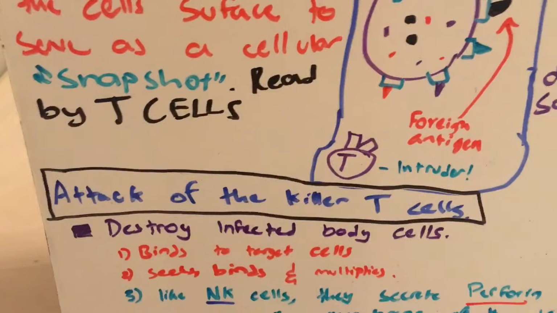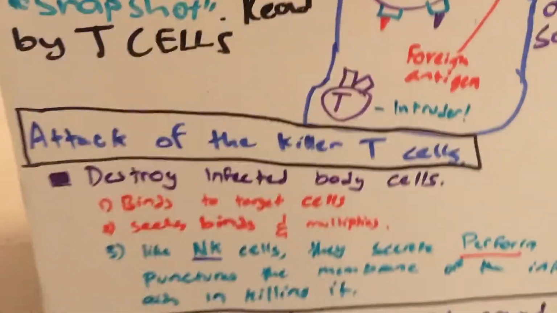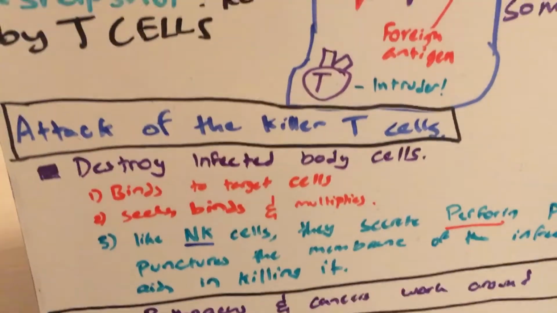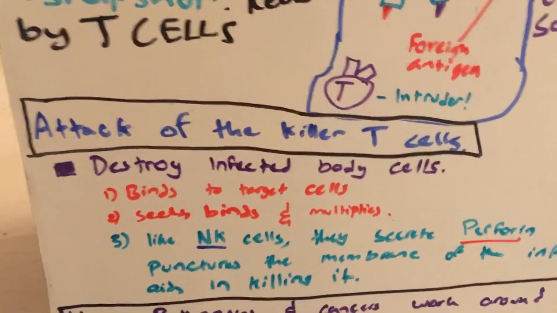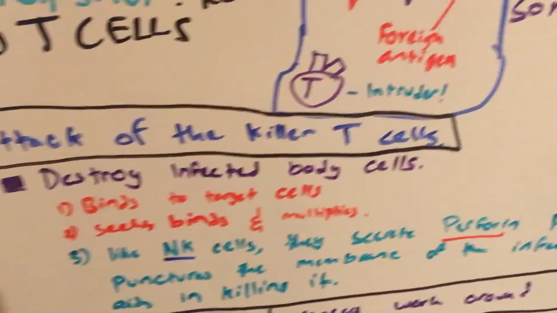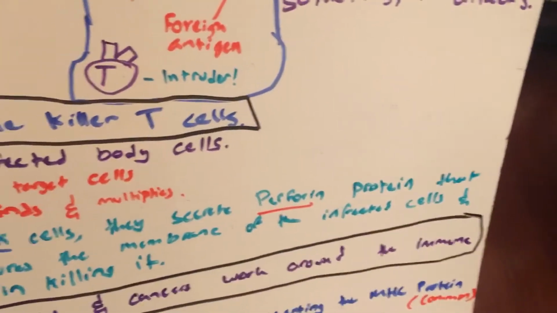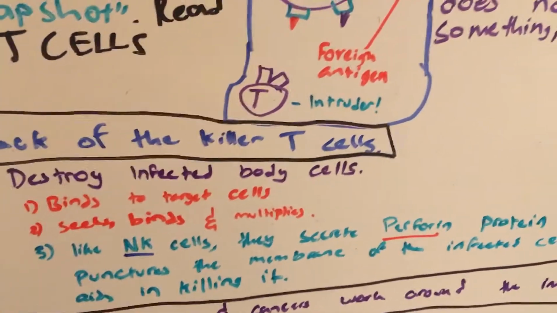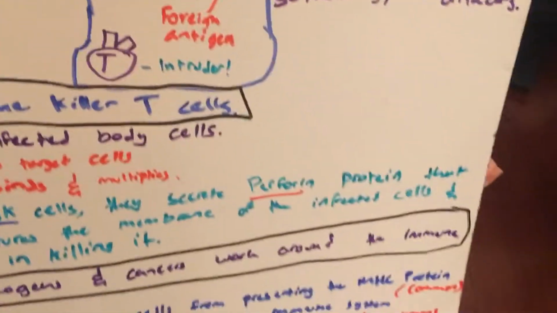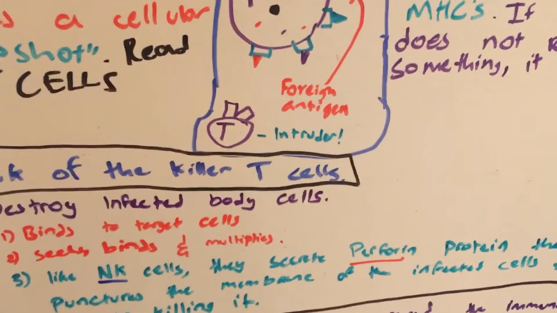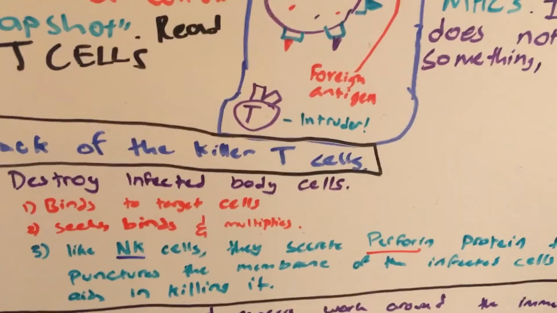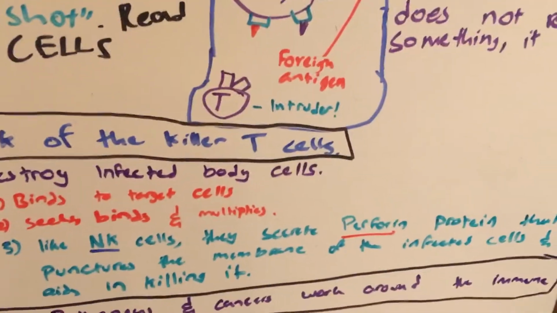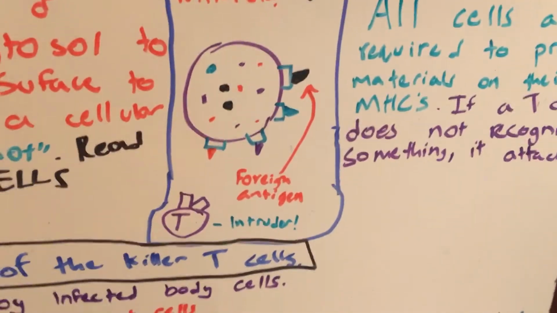So the attack of the killer T cells: they basically destroy the infected body cell, they bind to it, they multiply, and similar to natural killer cells or NK cells, they secrete a protein called perforin that punctures the membrane of the cell and aids in killing it from the inside out. So that's how the killer T cells get rid of an infected cell.